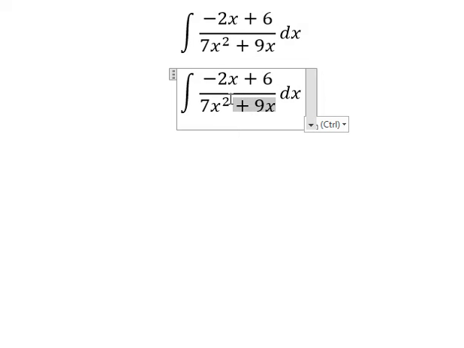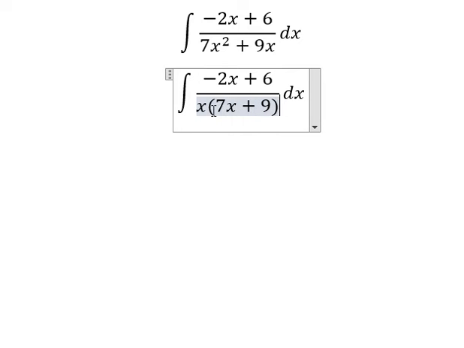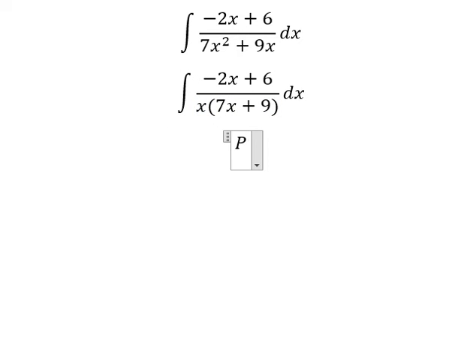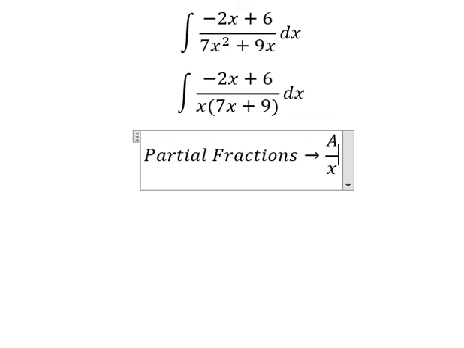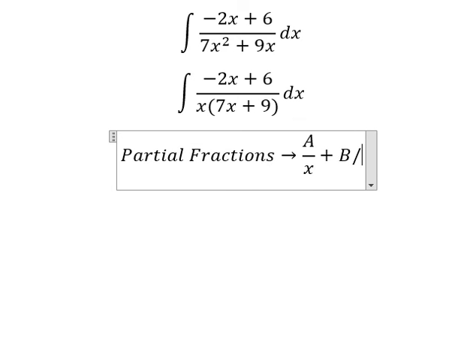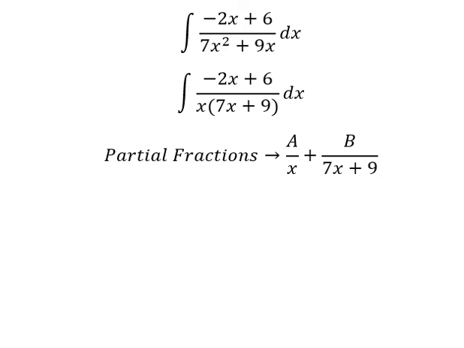We can do factorization by S. Next, we can use partial fractions. So I will put capital A over S, capital B over 7S plus 9. Next, we do common denominator.